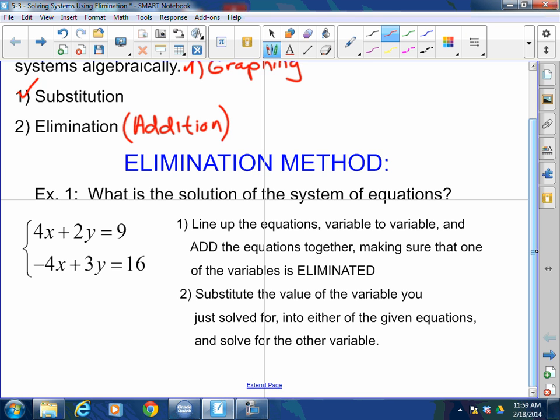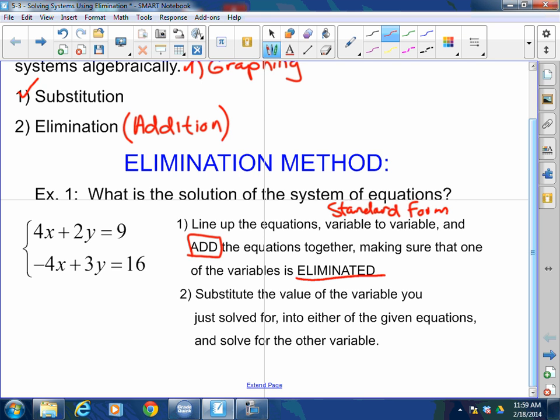Okay, first things first, guys. Line up the equations variable to variable. What I mean by that is standard form. You want an ax plus by equals c form, both of them. And variable to variable, you want to line up the x's under the x's and the y's under the y's. Then you're going to add these two equations together, but making sure that one of the variables cancels out or is eliminated, hence the elimination method.